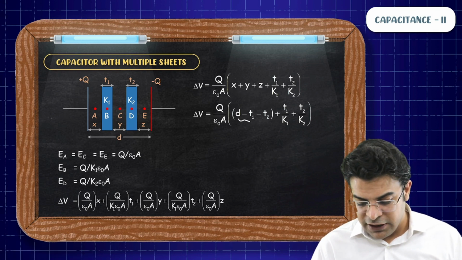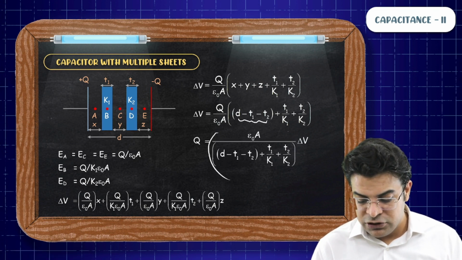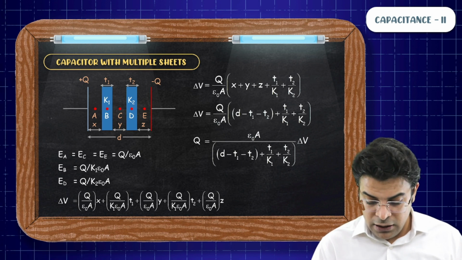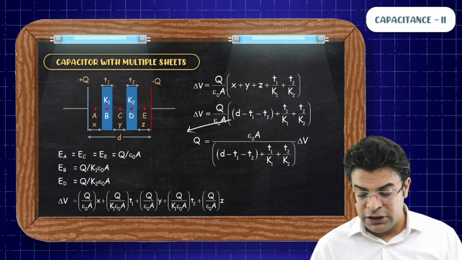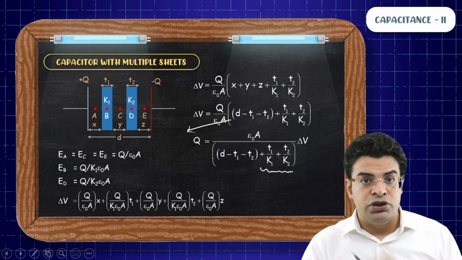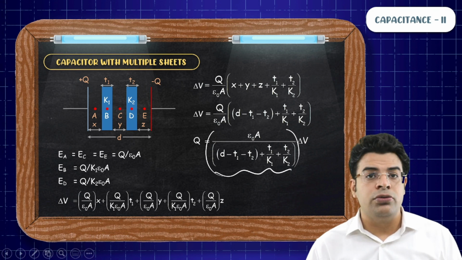Now once you have written it this way, rearrange it as Q equals something times delta V. The epsilon naught A goes up. This D minus T1 minus T2 plus T1 by K1 plus T2 by K2 comes down. So you get Q equals something times delta V. So this something has to be your capacitance.